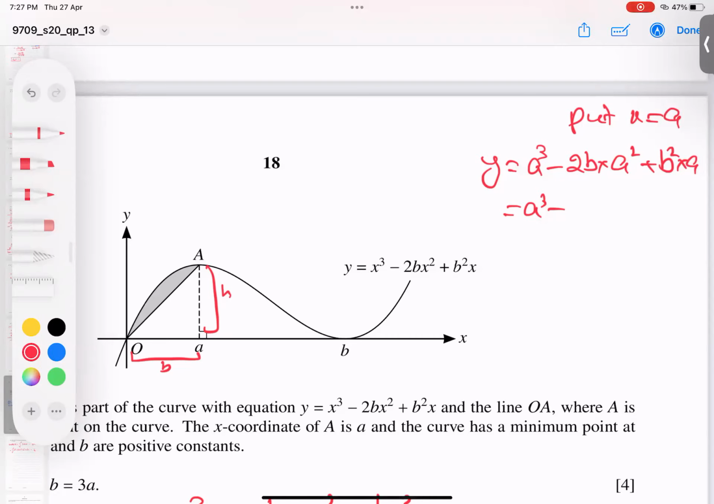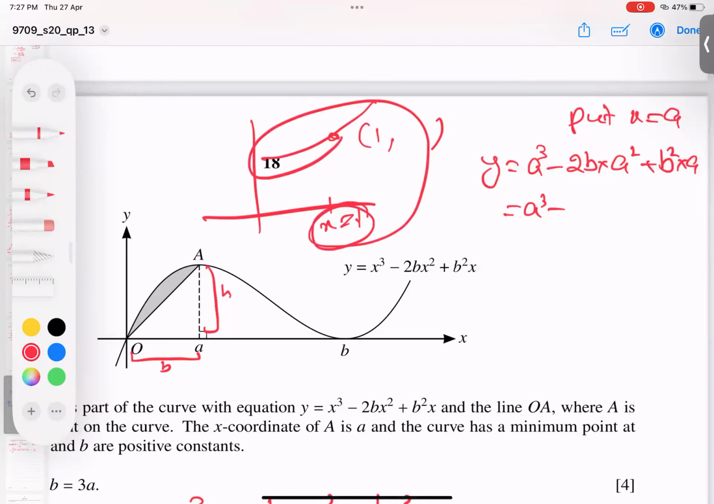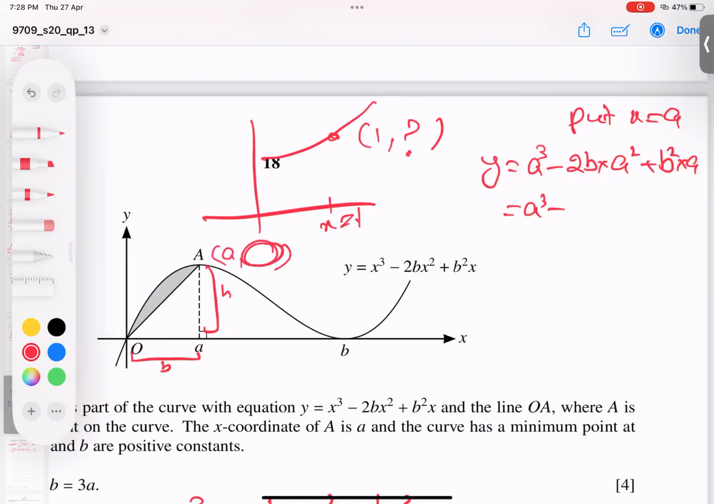So why replace? Some students ask why we replace. Look here. If the x value is 1 and we have a curve given, I want to find what the y value is. So I will replace this x value in the equation of the curve so I can get the y value. Here the x value is a but the y value is unknown. And this is called the y value. So I replace a in the equation so I can get the y value.